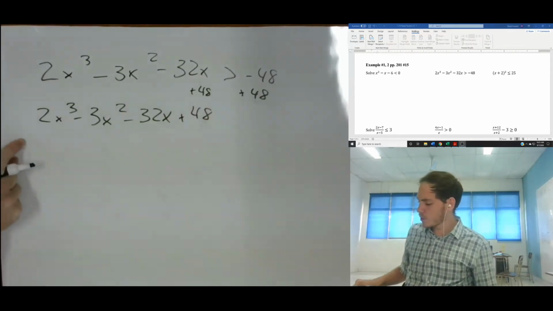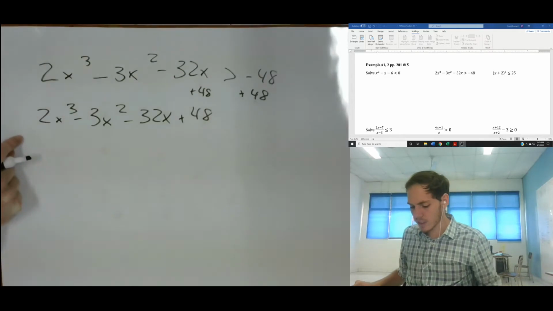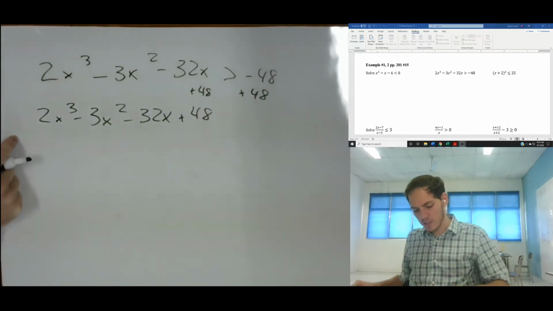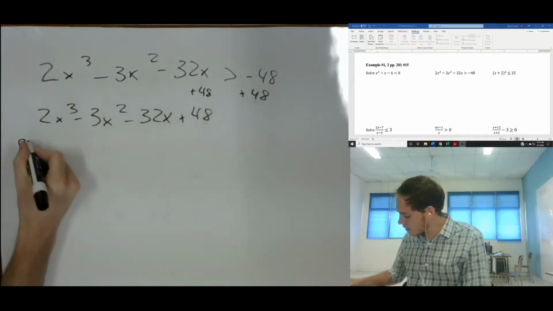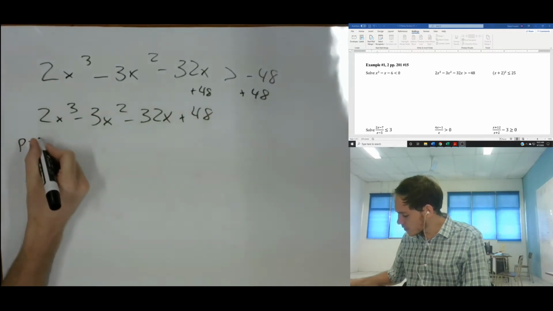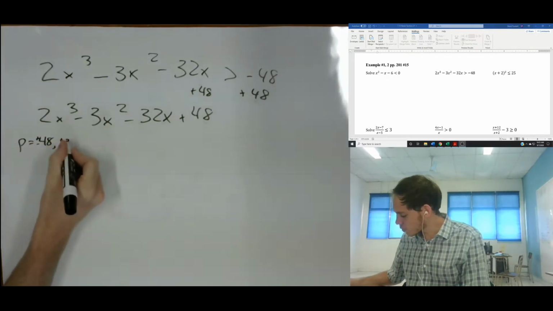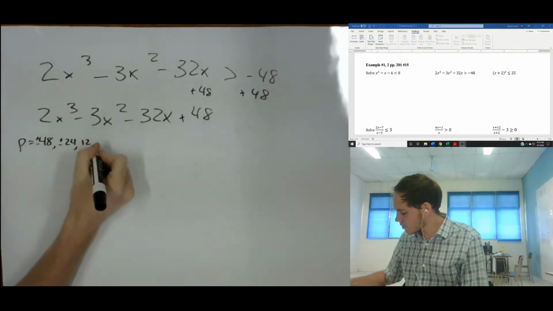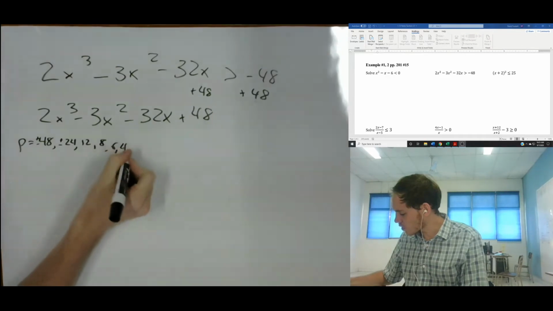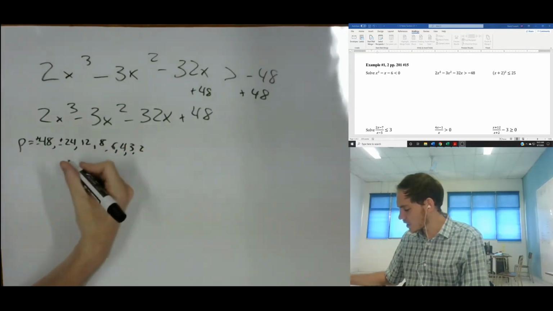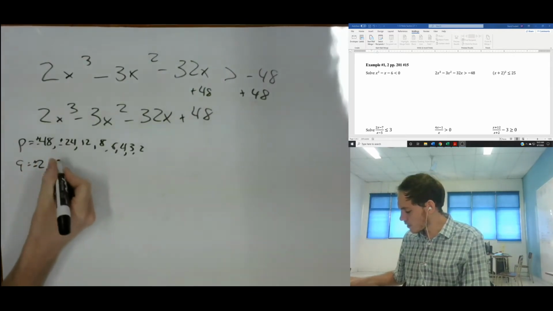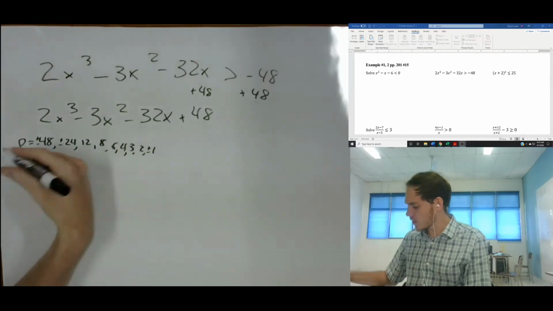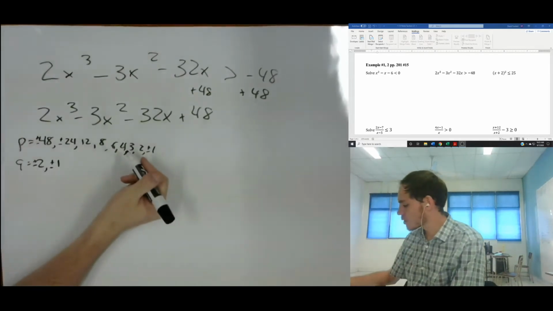Now, this is one where we would use our synthetic division to find zeros. So what I'll do here is use synthetic division. If we have p over q, p is 48: plus or minus 24, 12, 8, 6, 4, 3, 2. That's a lot. And q is plus or minus 2 and plus or minus 1. There's a lot of different options. Let's not try to go too large.